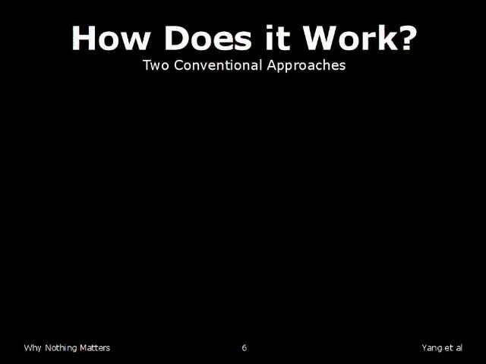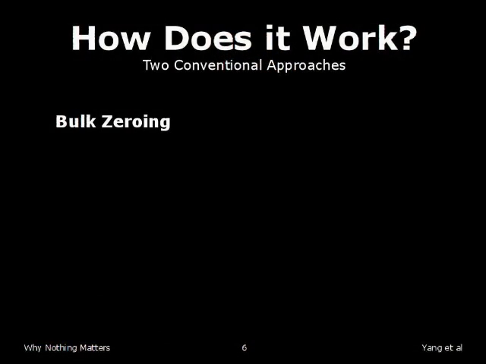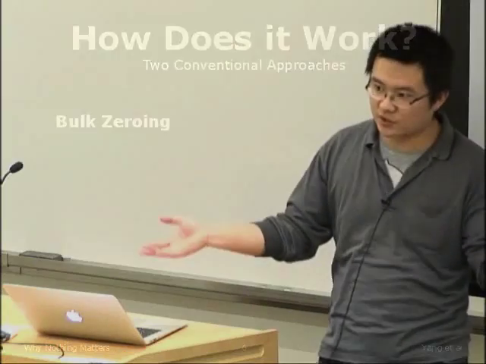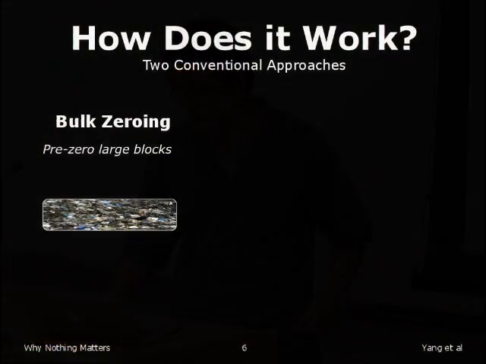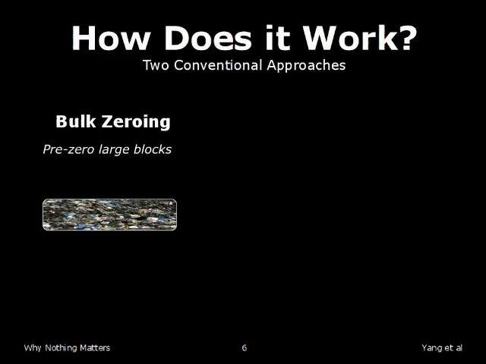And how does it work? So currently there are two approaches. In the first slides we saw that the key point is that your garbage collector has to deliver clean data to applications, and you can do the zeroing anywhere before you deliver the data. One is that you bulk zero. The idea is that you zero quite early, but you zero a large block.